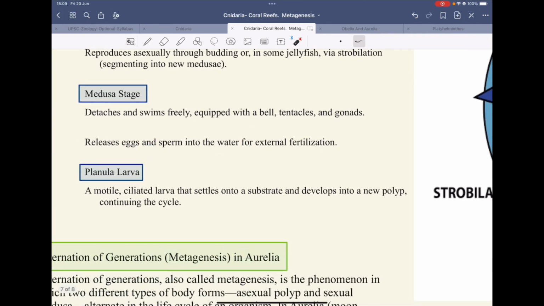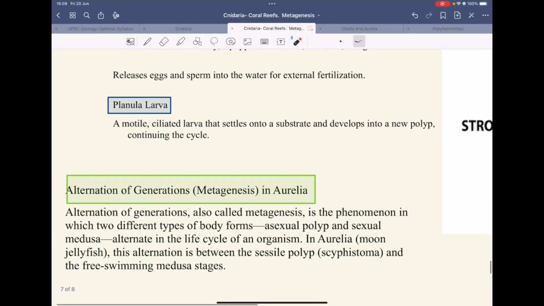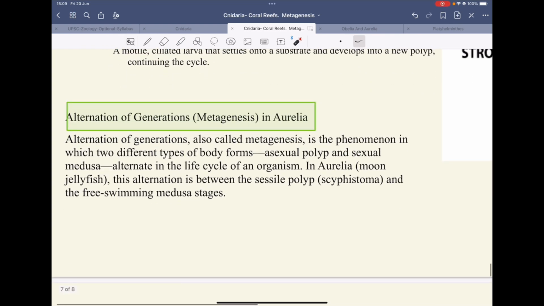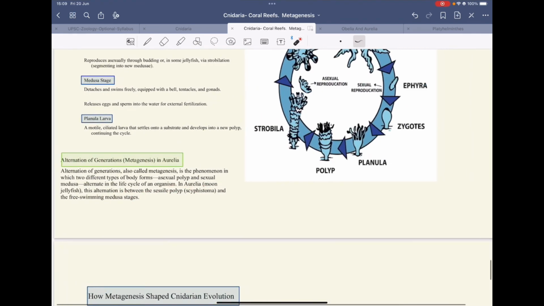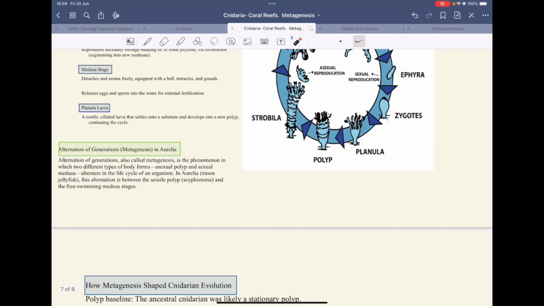There is this planula larva, a motile ciliated larva that settles on the surface and develops into a new polyp, continuing this cycle. So there is a larval stage, that is the planula larva. Alternation of generation in Aurelia is also called metagenesis, the phenomenon in which two different types of body forms, asexual polyp and sexual medusa, alternate in the life cycle of an organism. In Aurelia, the moon jelly, the alternation is between the sessile polyp and the free swimming medusa stage. So this is about the metagenesis.